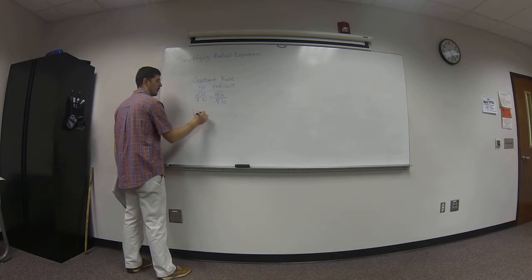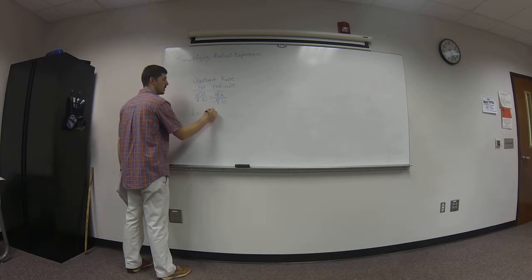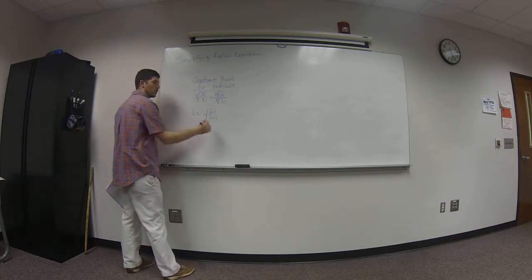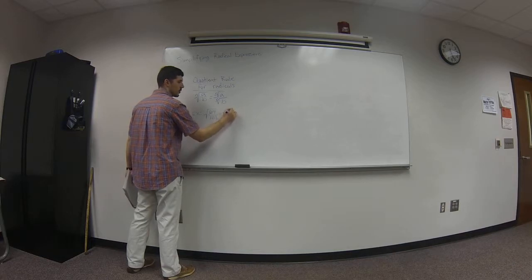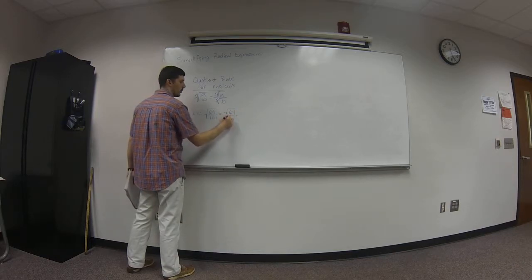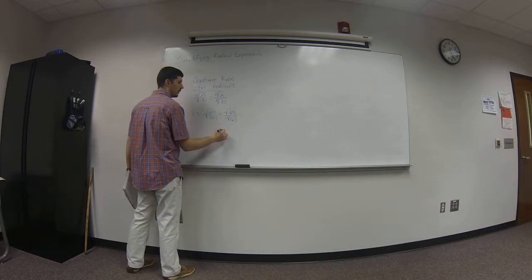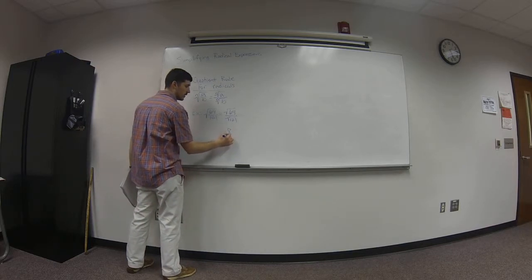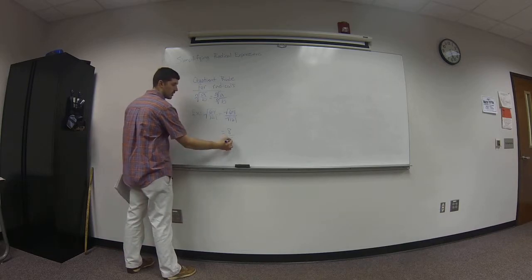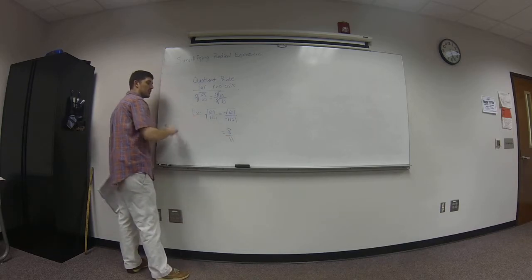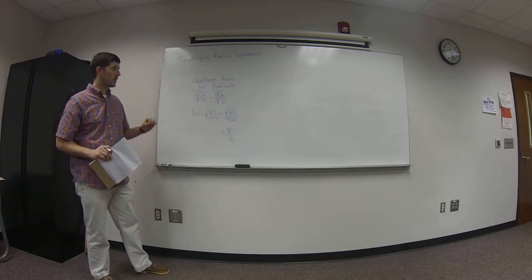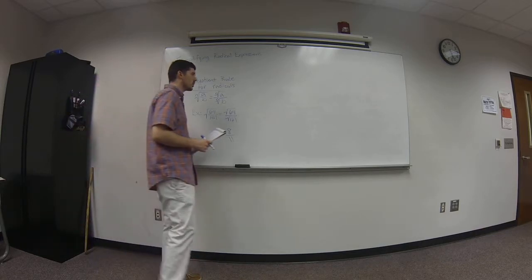So let's say I'm looking for the square root of 64 over 121. Well, according to the quotient rule, I can rewrite this as the square root of 64 over the square root of 121. All right, well we should all know that the square root of 64 is 8. The square root of 121 is just 11. So the square root of 64 over 121 is equal to 8 over 11. All right, so that's how the quotient rule works. Let's look at one more.